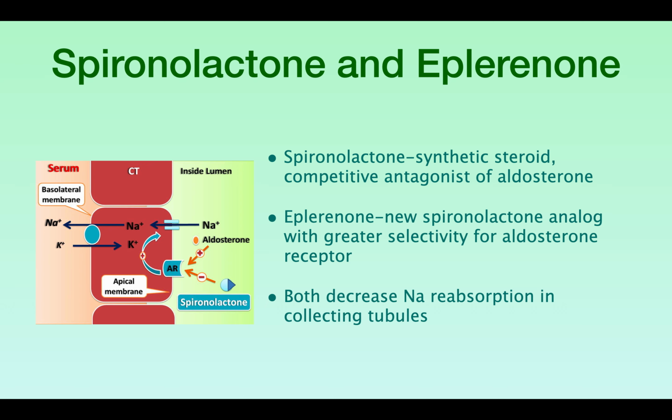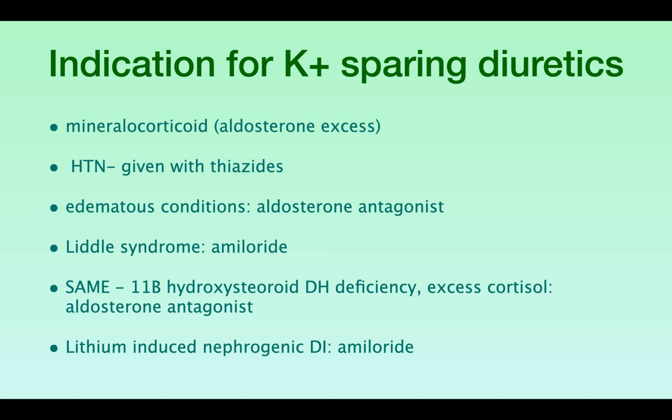So spironolactone and eplerenone. Spironolactone is a synthetic steroid. It's a competitive antagonist of aldosterone. Eplerenone has a greater selectivity for aldosterone receptors, and both will decrease the sodium reabsorption in the collecting tubules. Why do we need the potassium-sparing diuretic? It's for aldosterone excess. It's also given with the thiazide to treat hypertension. It's going to be given to decrease edema because it's an aldosterone antagonist.